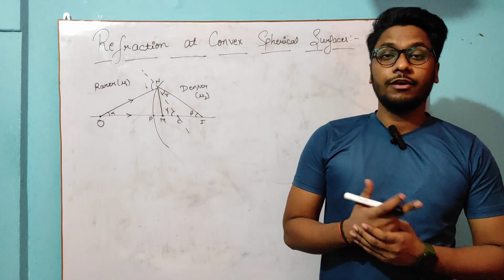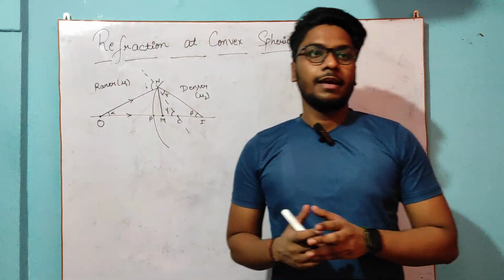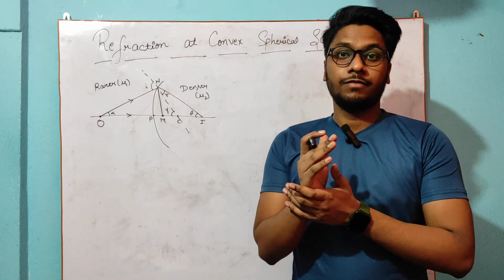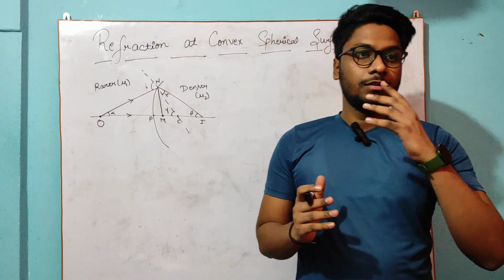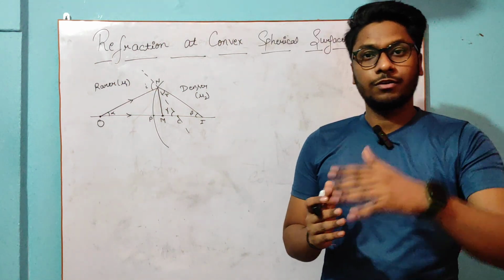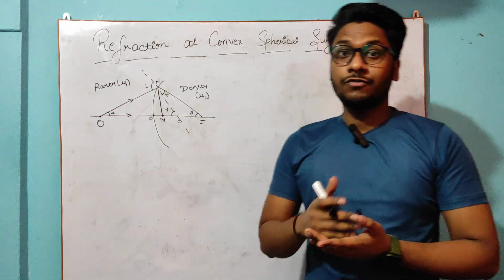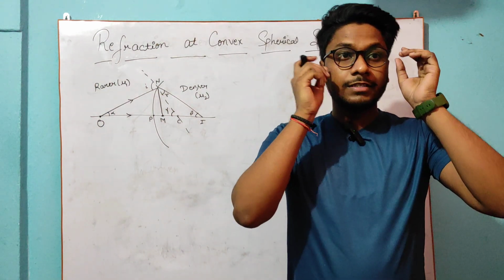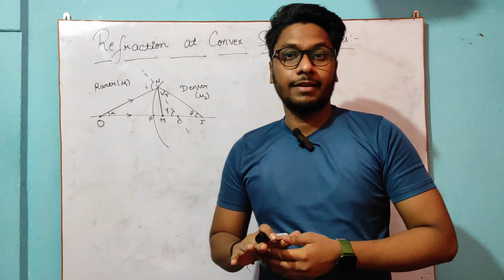Our next topic in ray optics is spherical lenses. Now, as we know, a spherical mirror is a piece of reflecting surface. That is, the spherical mirror is based on the phenomenon of reflection. Whatever light is incident on it gets reflected. But a spherical lens is a piece of refracting medium, and whatever light is incident on it gets refracted.